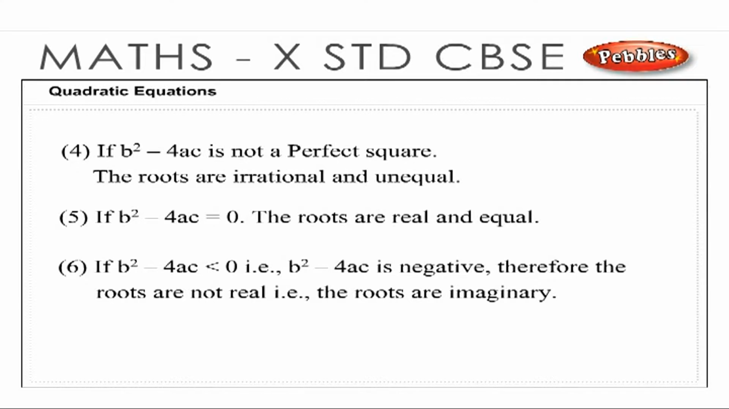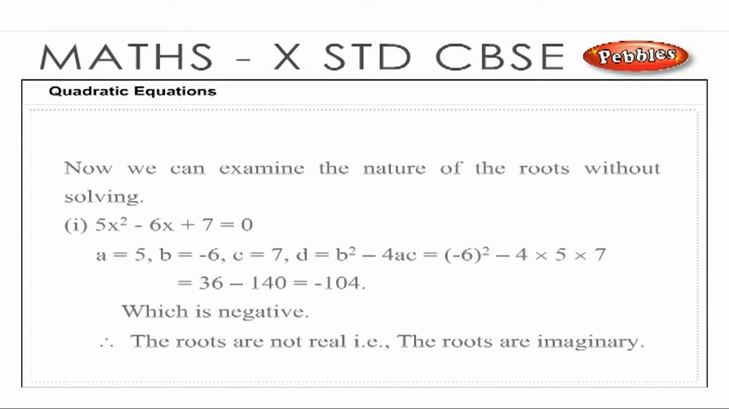If b squared minus 4ac is equal to 0, the roots are real and equal. If b squared minus 4ac is less than 0, that is, b squared minus 4ac is negative, the roots are not real, that is, the roots are imaginary.